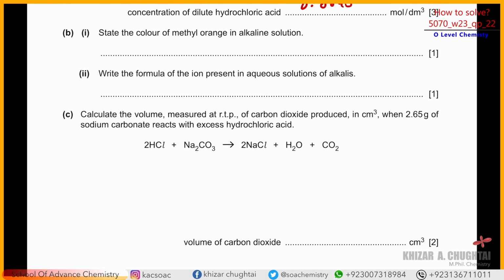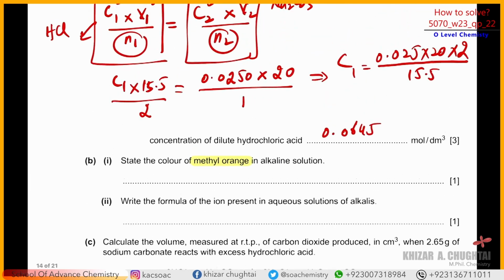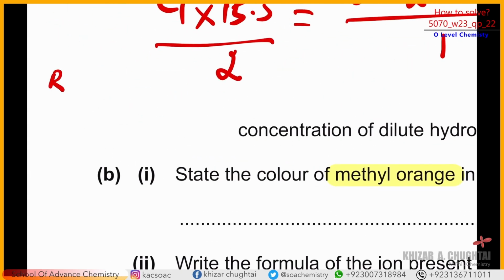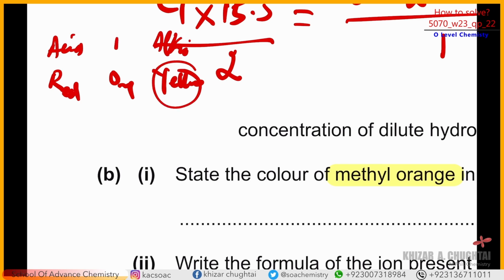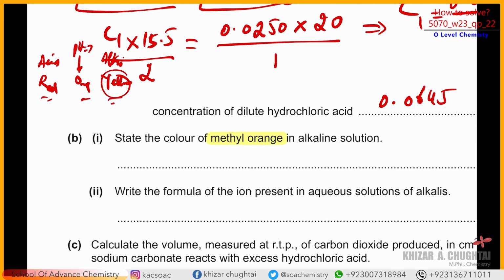State the color of methyl orange in alkaline solution. Methyl orange basically has 3 colors that can be memorized by ROY: red, orange, and yellow. In acid it's red, in alkali it's yellow, at pH 7 it's orange. So he is asking in alkaline solution, so it will be yellow.